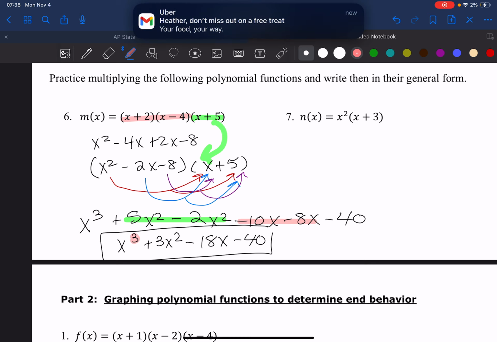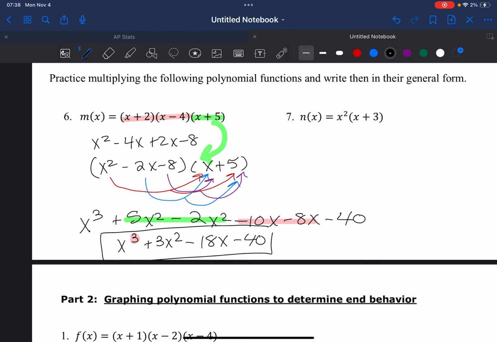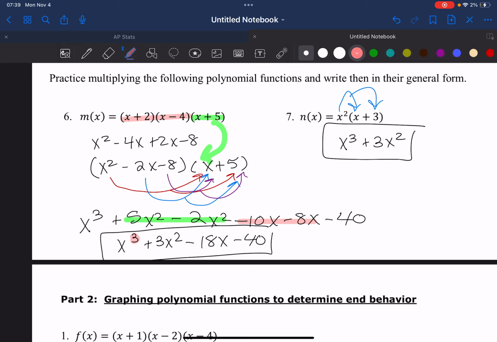Okay, let's do number 7. Number 7, if you notice, this is factored, so we only need to distribute that x squared in order to put it in general form. So distributing the x squared, I get x cubed plus 3x squared. And my degree is also going to be 3 because that is my highest exponent attached to a variable.